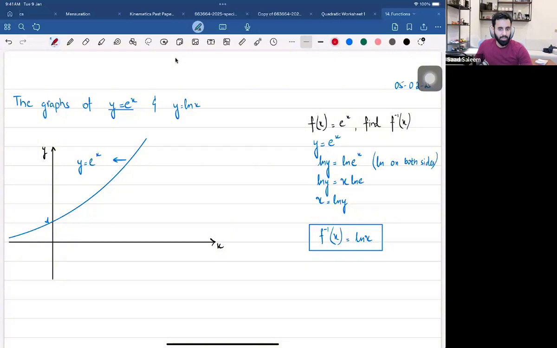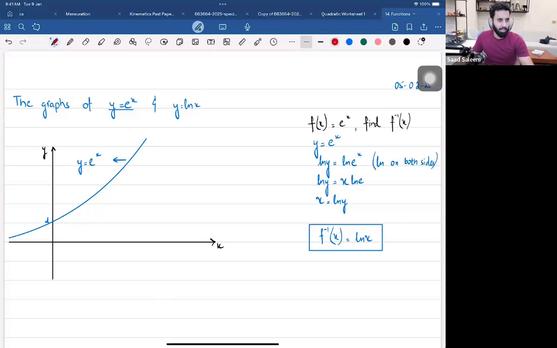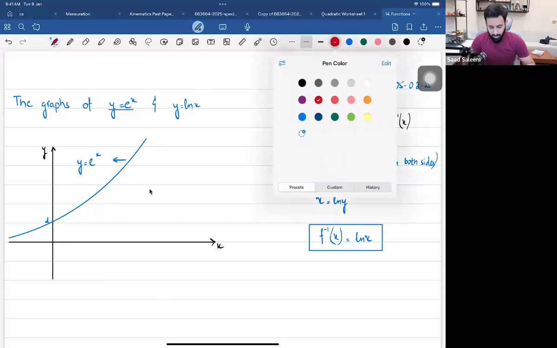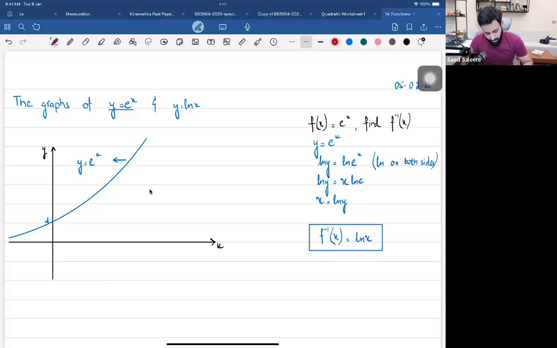Yes, that's correct. Why? Because if you remember from logs, in order to keep a log function defined, especially a function like ln, its argument must be greater than 0. So that means you can't just plug in any value that you like. You can only plug in positive values.